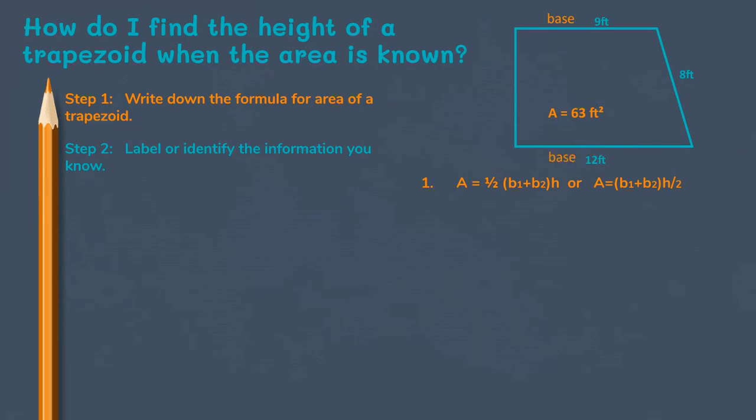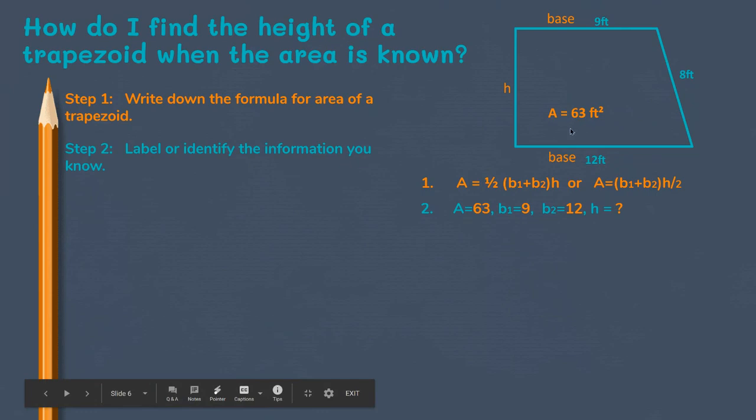I know the other base is 12, but I don't know what the height is. All right, so I can write down those things that I know so far. I know the area is 63 because it tells me right here. So for my A, it's going to be equal to 63. We'll call base 1 9, and base 2, we'll write that in as 12.